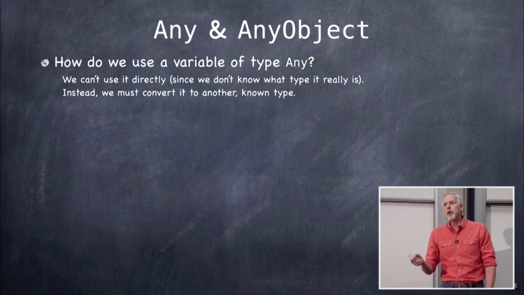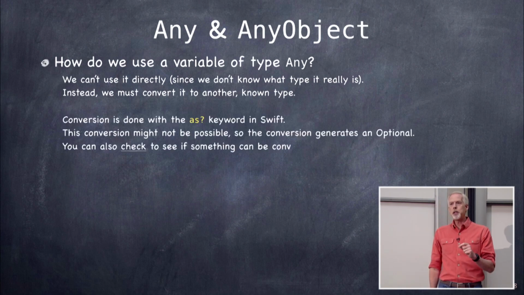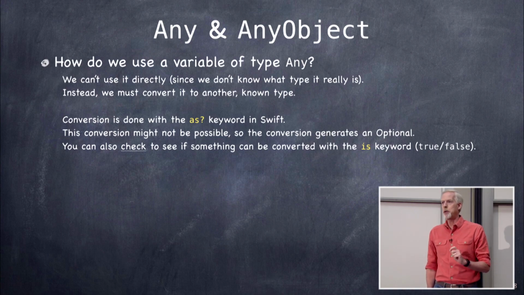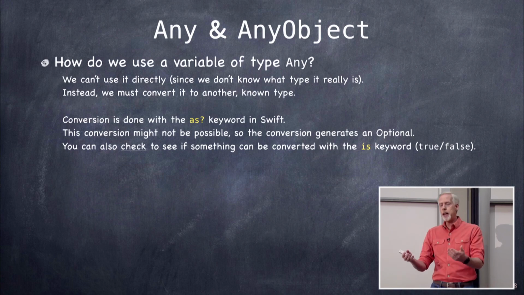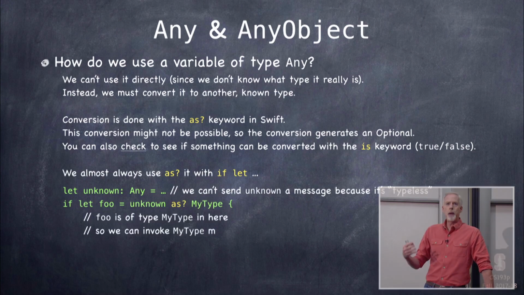All right, so now how do I use Any? I have to convert it to a type that I do know. Since I can't send any messages or vars, I have to convert it. And we convert it with a special keyword in Swift called as. As question mark. What as does is it tries to convert that Any to the type you specify, and if it can't, it returns nil. That's why it's as question mark. And it's as simple as that.